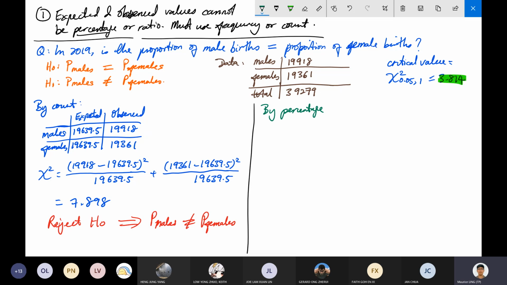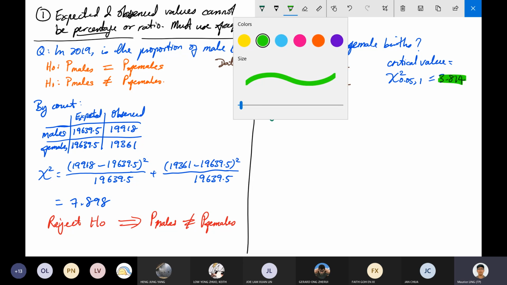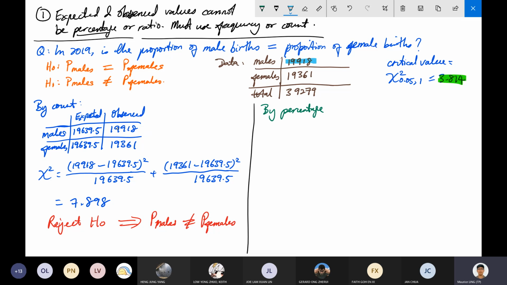If you calculate by percentage, okay, let me just highlight a few things. So this is where you get your numbers from. Okay, this, you come to here. Okay, and this, you come to here. Okay, so let me next do percent. So you get percentage. If you calculate the percentage of males and females, what is the percentage for males? Take 19918 divided by 39279. What is the percentage? Can somebody help me calculate?